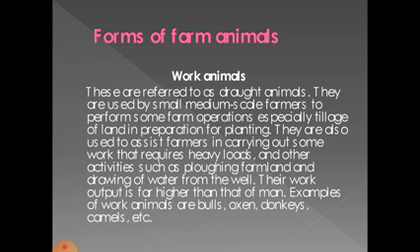Forms of farm animals. There are various forms of farm animals, which include: number 1, work animals. These are referred to as draught animals. They are used by small, medium-scale farmers to perform some farm operations, especially tillage of land in preparation for planting. They are also used to assist farmers in carrying out some work that requires heavy loads, and other activities such as plowing farmland and drawing of water from the well.